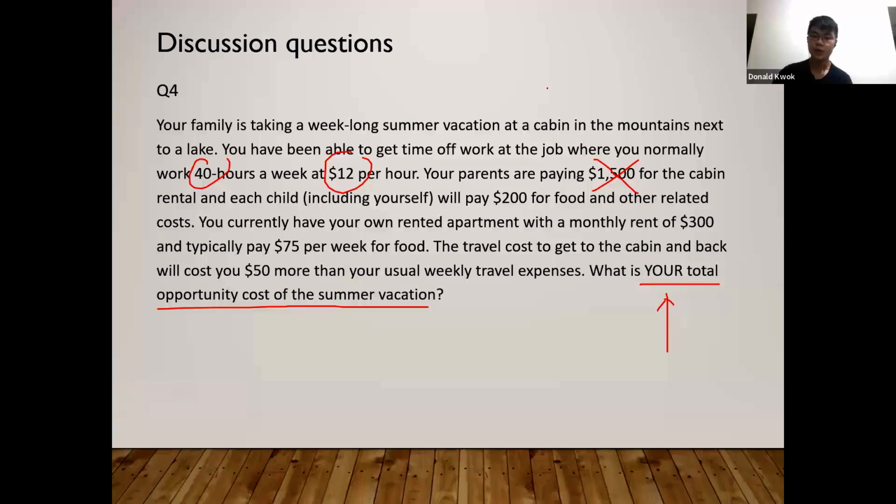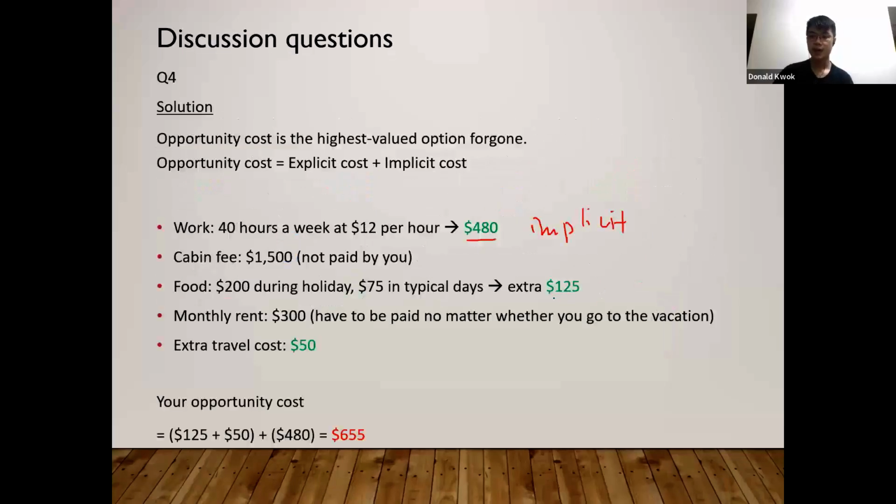Right, so let's continue. Each child, including yourself, will pay $200 for food and other related costs. So part of this 200 should be included. So why only part of it? Because in typical days, you would pay $75 per week for food. So this is why only the additional 125 is directly related to the activity of going on a summer vacation. So we only include the extra 125 as part of the explicit cost.